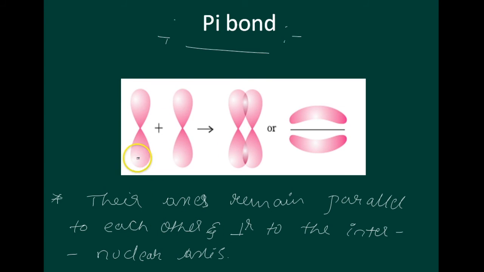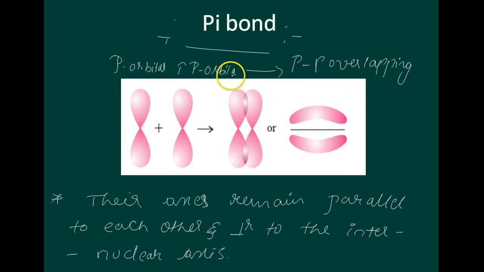Here is the example for pp orbitals. This is a p orbital. This is also a p orbital, which gives pp overlapping. In pp overlapping, the orbital formed due to the sidewise overlapping consists of two charged clouds above and below the plane of the participating atoms. So this is about the sigma bond and pi bond.